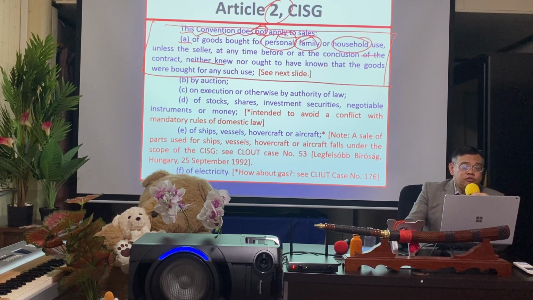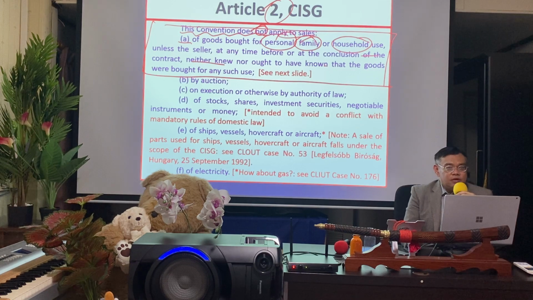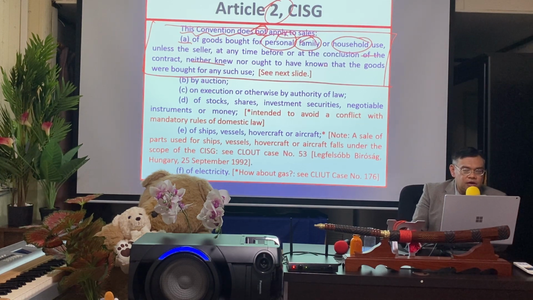The consumer sale exclusion is contained in Article 2(a) of the CISG. Article 2(a) says that this convention does not apply to sales of goods bought for personal, family, or household use. So if you buy something for your own use, for your family, or for your household use, then your contract of sale is not brought within the application of the CISG at all.